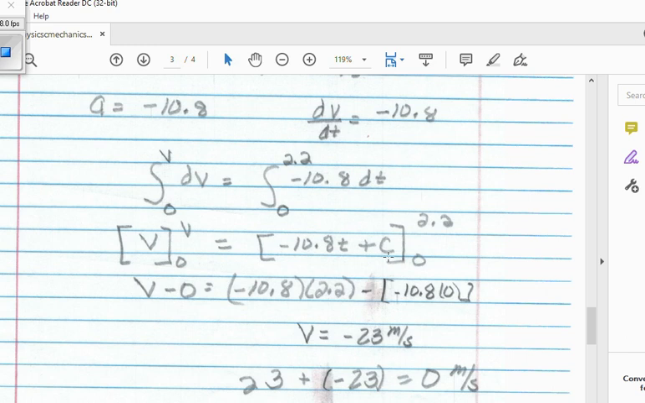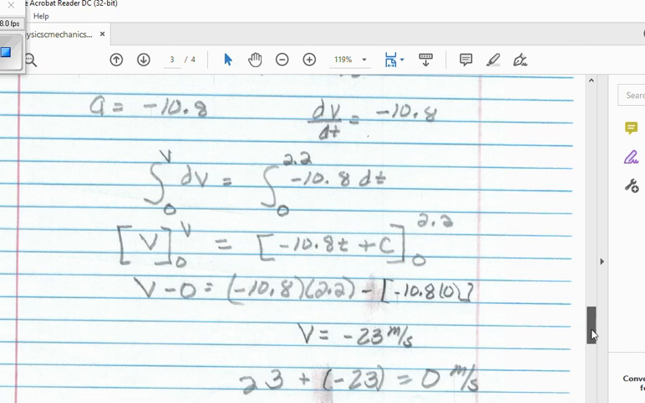Now what's this plus c all about? Well, that is a constant, and we know what that constant actually is. That constant is our beginning velocity. So this is a definite integral. I know that the c will subtract off, because I'm going to have a plus c here and a minus c here, and that's going to cross off.